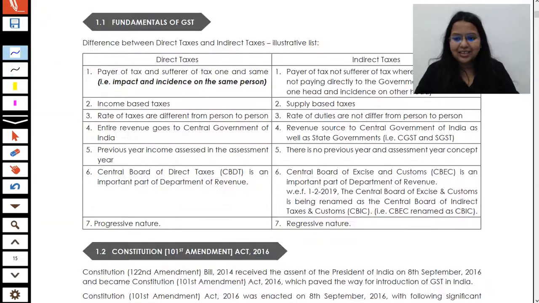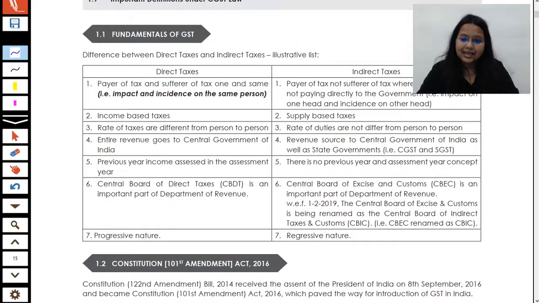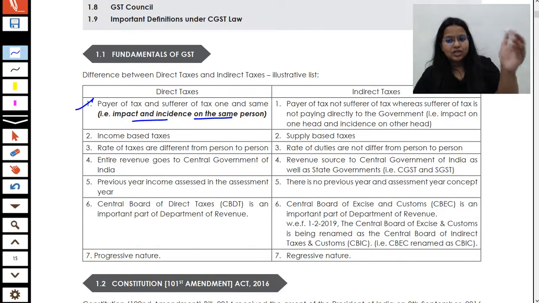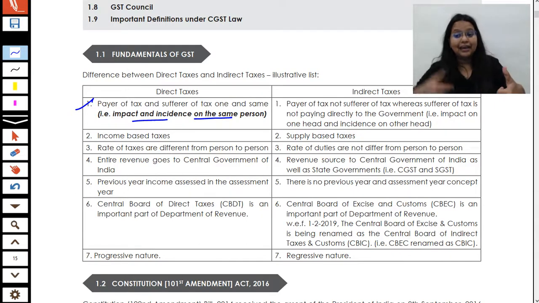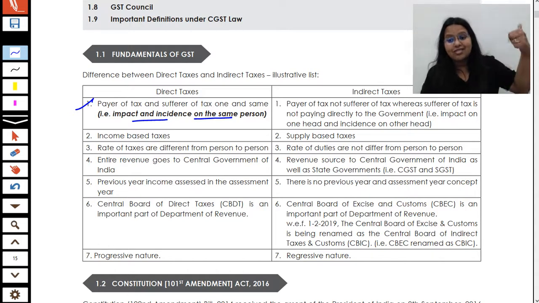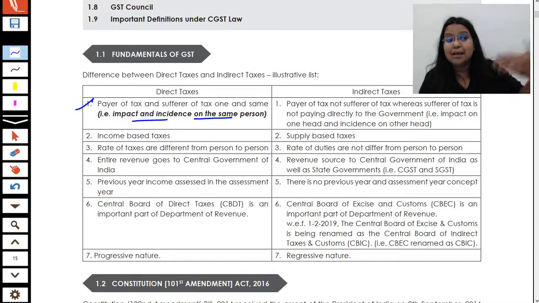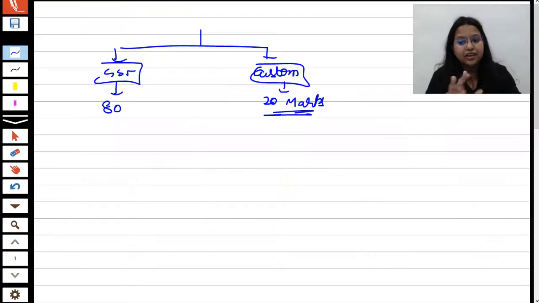Okay, now understand the difference between direct taxes and indirect taxes from the book. As I told you, impact and incidence are on the same person in direct taxes, but in indirect taxes, impact and incidence are on different persons. It means the person who has paid the tax is not the person who has suffered the burden of the tax. Second is, direct taxes are based on income, but comparatively, indirect taxes are based on supply. It means whenever a person makes a supply to a second person, the GST or the customs duty will accrue, otherwise not.